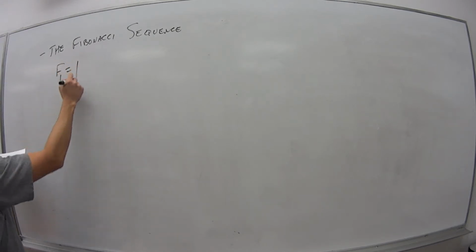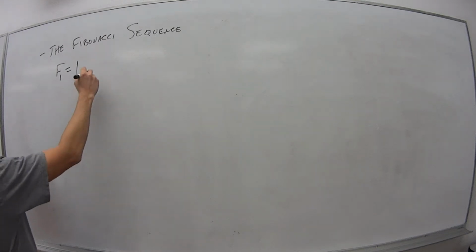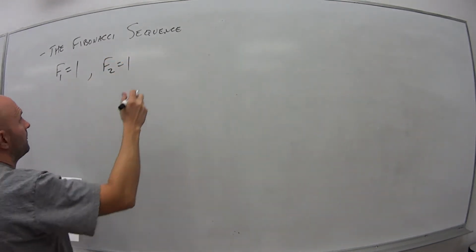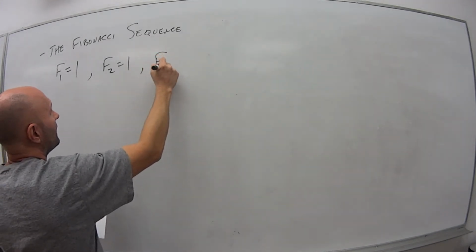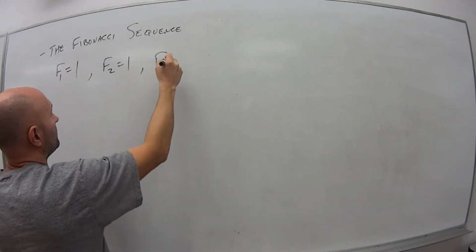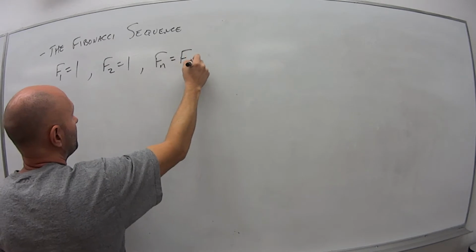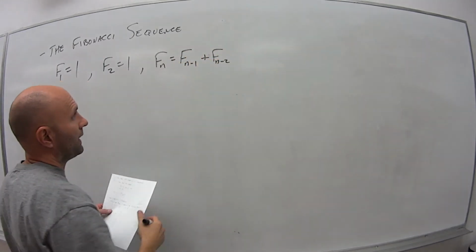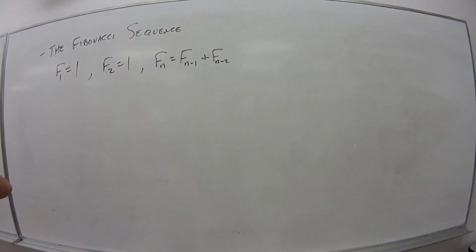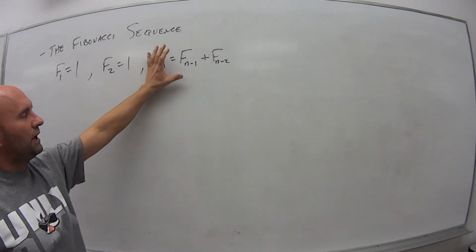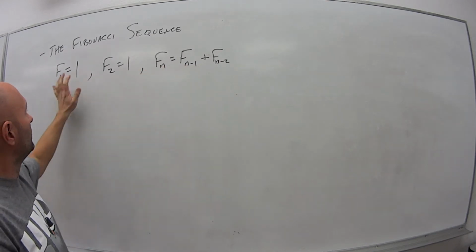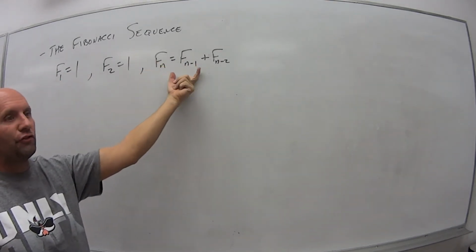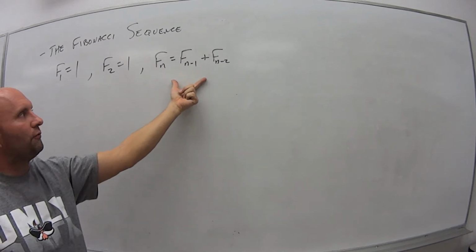F1 is equal to 1. F2 is equal to 1. And f of n, the nth term, is equal to f of n minus 1 plus f of n minus 2. So this is fancy notation of basically saying we're given 1 and 2, and everything after that is just the sum of the two values before it.